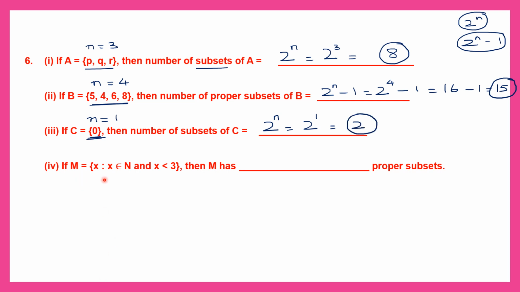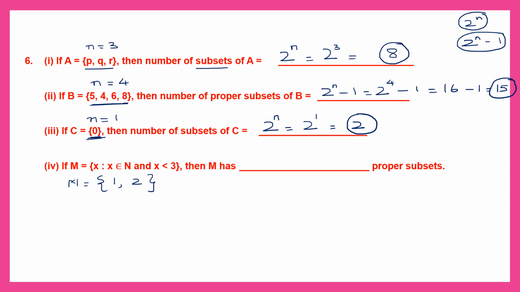Next one. Now this is given in the set builder form. Let's read it. X is such that x belongs to natural numbers and x is less than 3. Natural numbers begin from 1, isn't it? And here it says less than 3. So we have only 1 and 2. So set M is equal to 1 and 2.